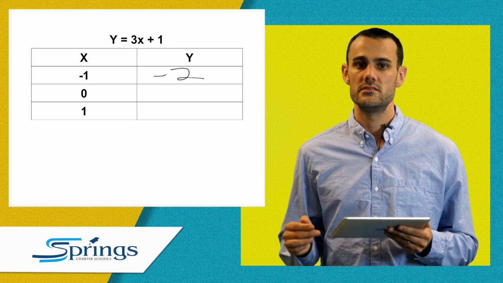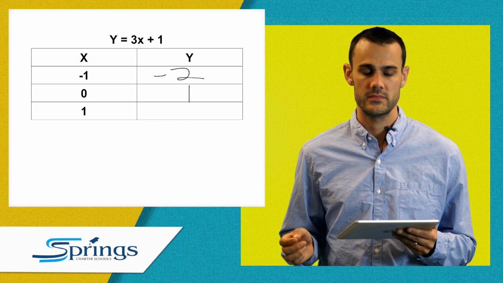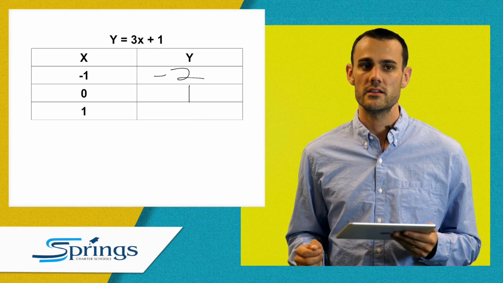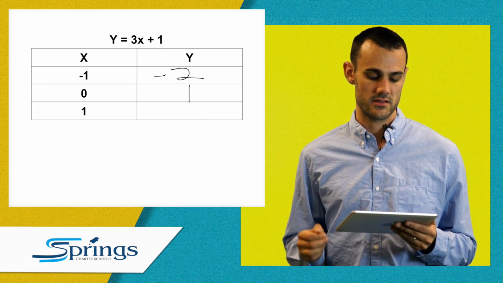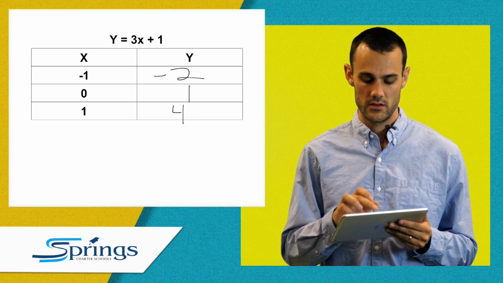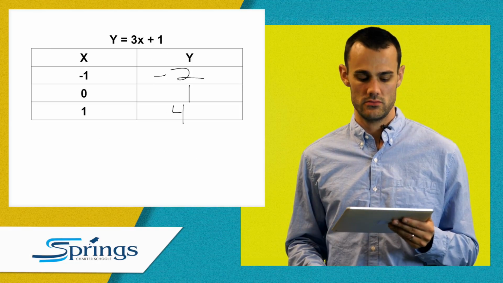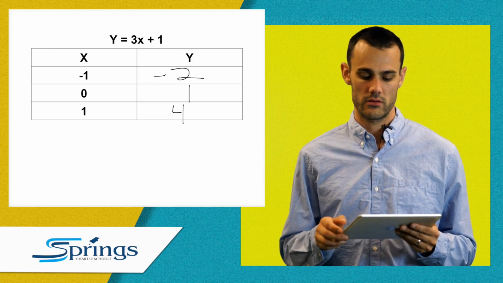Let's insert 0 in there now. 3 times 0 is 0, plus 1 makes 1. Now we're going to insert the number 1 into our equation, and that makes 3 times 1 is 3, plus 1 more is 4. Again, we turn these into coordinates, so we'll have (-1, -2), (0, 1), and (1, 4).